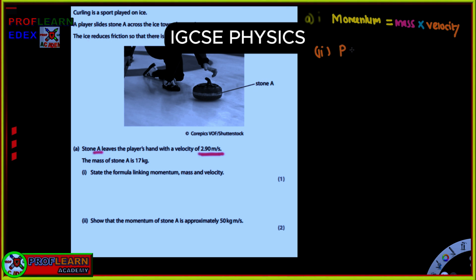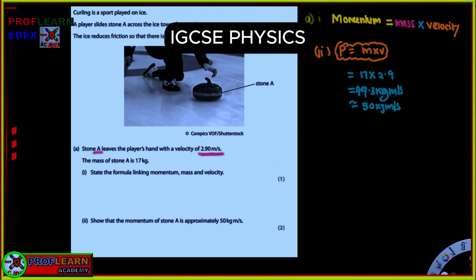We are going to say momentum, of course, is M times V, and that is the symbol for the formula for momentum. Therefore, this is going to be the mass, which is 17 kg, times the speed, which is 2.9. If you work it out, 17 times 2.9 translates to 49.3, which is approximately 49.3 kg meters per second, which is approximately 50 kg meters per second. So that is the formula we can use.